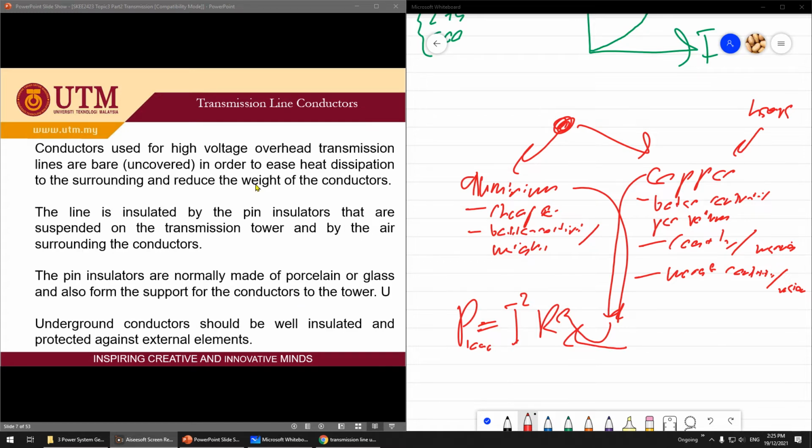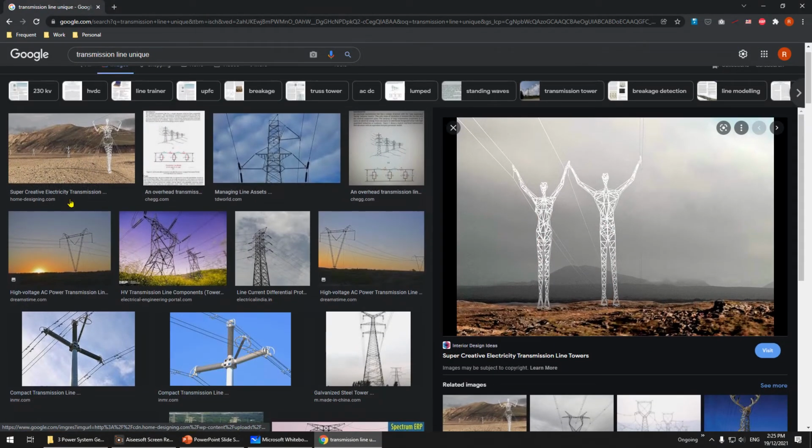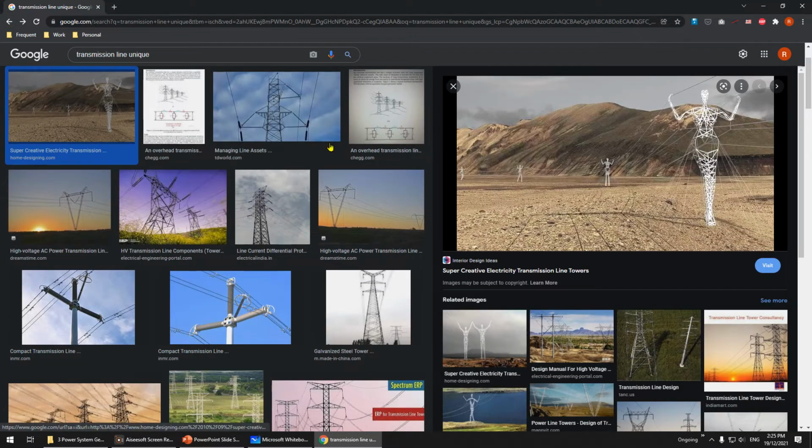Next, conductors used for high voltage overhead transmission lines are bare. This one I already explained. It doesn't have any insulation, it's just a bare wire, uncovered. Why do we want to do this? Because we want to ease the heat dissipation to the surroundings and reduce the weight. If you look back, if you look here, let me show you.